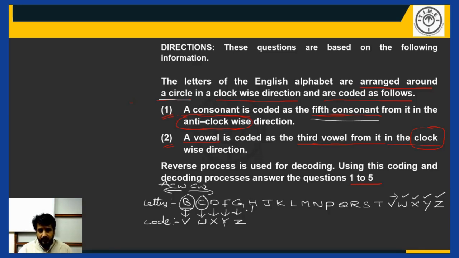We are trying to find the code for H. Fifth letter from it in anti-clockwise. First, second, third, fourth, fifth. What is the fifth letter? B. So after Z, B.